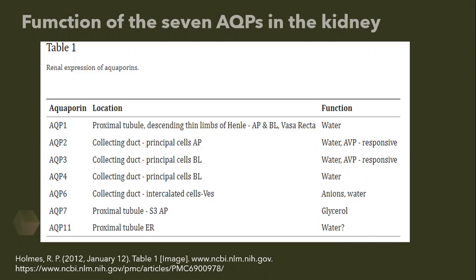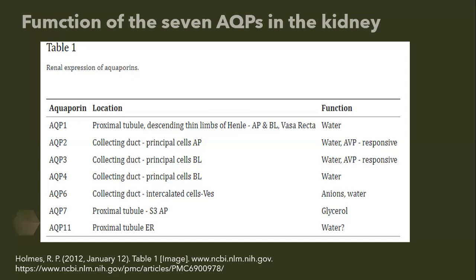AQP1 is found in the apical and basolateral membranes of the proximal tubule and the descending thin limb of Henle. It is responsible for reabsorption of water from the filtrate. AQP2 is found in the apical membrane of the principal cells of the collection duct. This one is responsible for the final concentration of urine before it is excreted from the body.